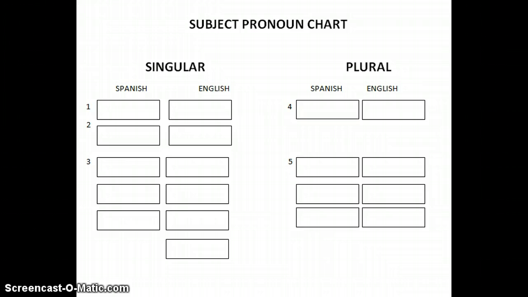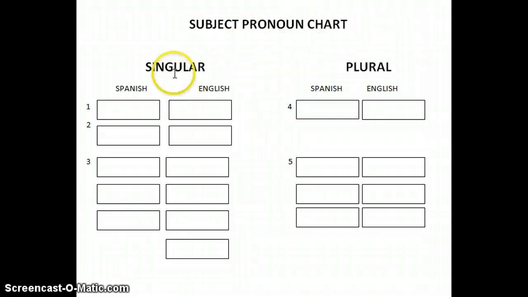I want to explain to you all today about the subject pronoun chart. This is a review for you all from 101, but this is such foundational knowledge that you need to have this in your mind for you to do well in Spanish 102.